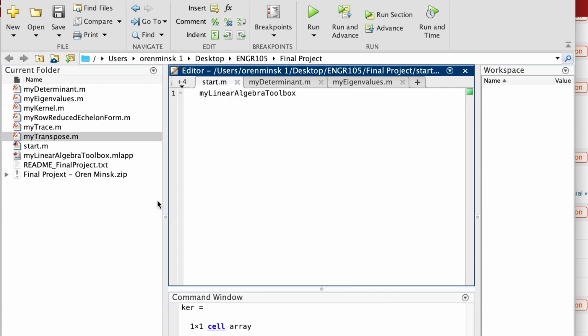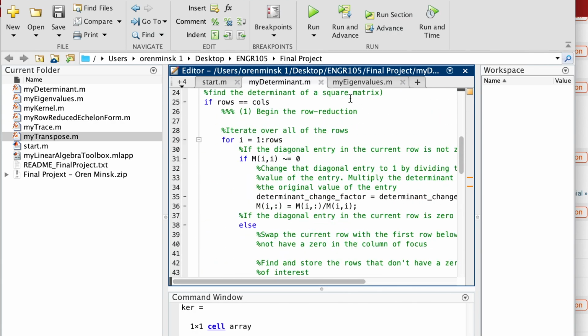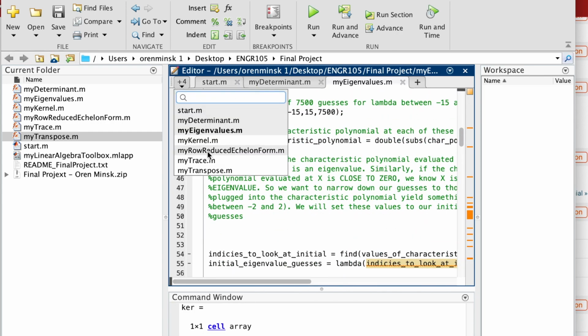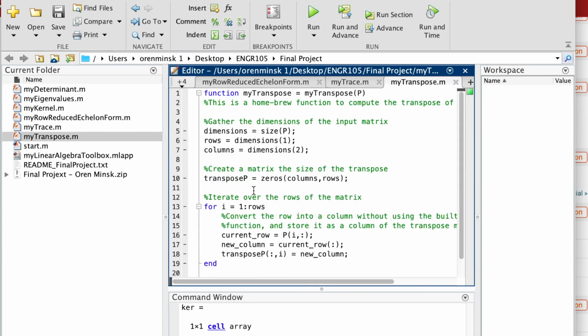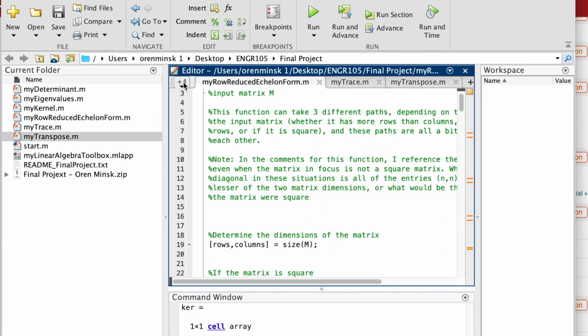Each of these files corresponds to a different one of the functions. Some of them are a lot more complex than the others. Some of them are a lot more simple, like this transpose one, the trace one. The row reduced echelon form one is a bit more complicated.